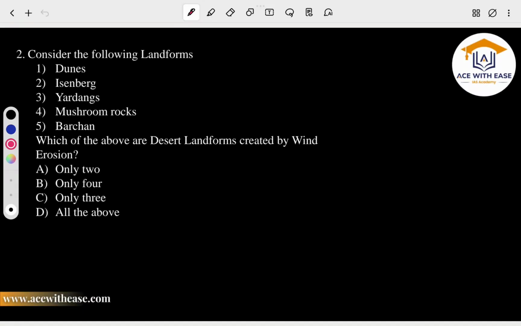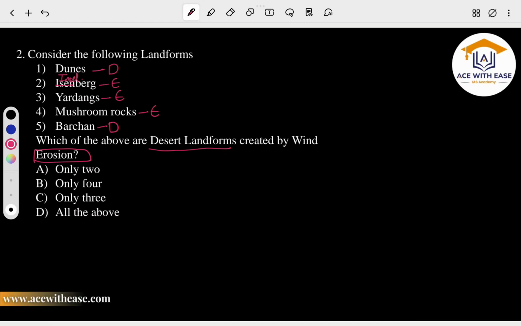Second question, again related to landforms. Here they have asked about the desert landforms formed by wind erosion. The previous question was about depositional landforms, but now they ask about erosional landforms. When we check which are erosional and which are depositional, dunes are depositional landforms, whereas we have the inselbergs, which are erosional landforms.